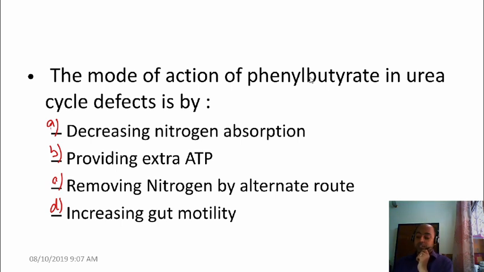The mode of action of phenylbutyrate in urea cycle defect is, remember, phenylbutyrate will first get converted to phenylacetate. The phenylacetate will then combine with glutamine to form phenylacetylglutamine, thereby removing nitrogen by an alternate route. We had mentioned this yesterday, how to manage the patients of the urea cycle.